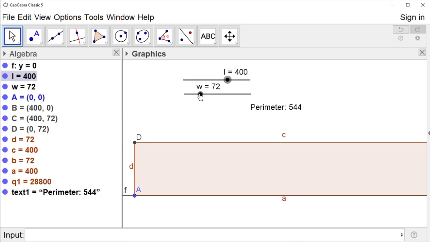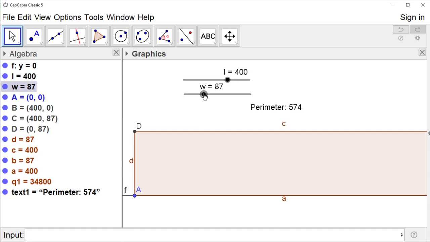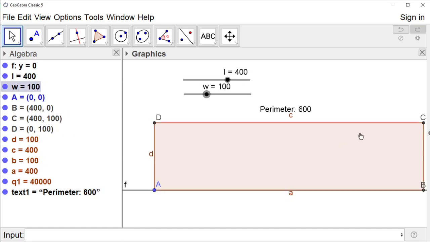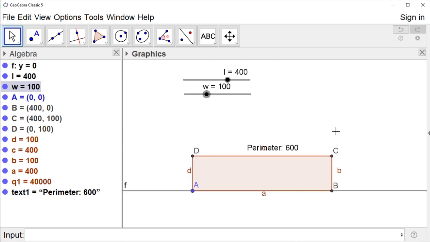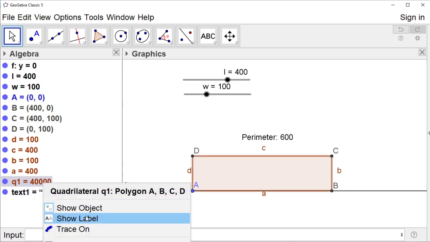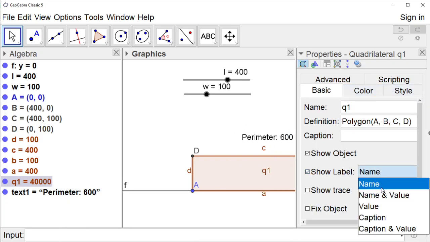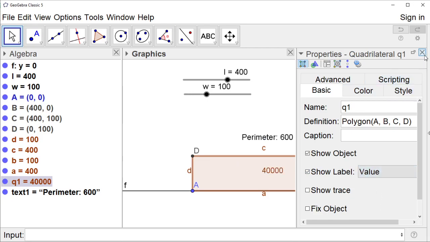Okay, then what I have left to use in the width, they could be 100. So there you can see I've designed a box, fence, whatever, that uses 600 meters of fence, and you can see its area here is 40,000. Okay, so there it is.